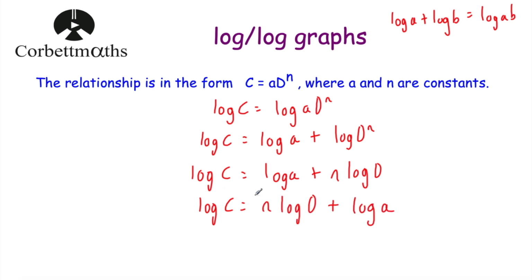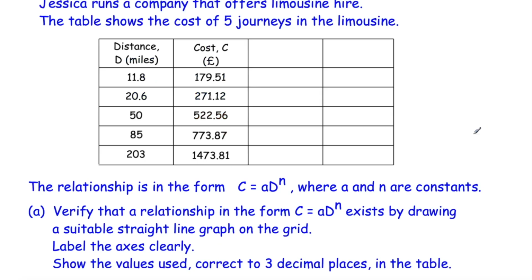Now if we have a look here, we've got log C is equal to n log D plus log A. Remember that A and n are constants, they're just numbers. So if we work out log A, that'll just give us a number, and n's just a number as well. So this is in a similar form to y equals mx plus c. We've got our variables y and x, or log C and log D, and we've got our numbers, our constants, our m and c.